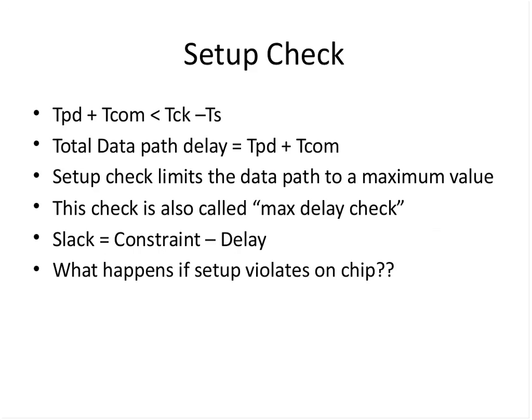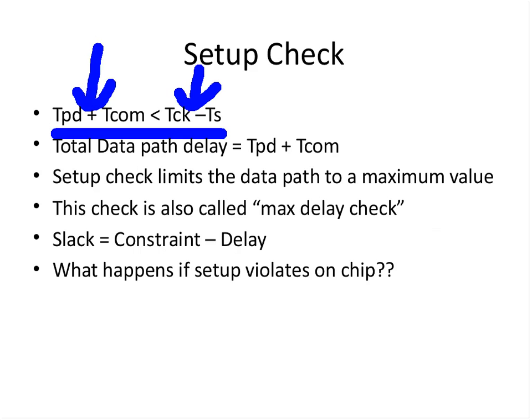Now the total path delay is TPD plus TCOM, called the path delay: the combinational delay plus the launch delay of the sequential element. Look at this equation, I will underline it. The left hand side is the path delay and this side is the constraint. The equation is of the form path delay less than constraint. So TCK minus TS is nothing but the maximum value that the path delay can have.